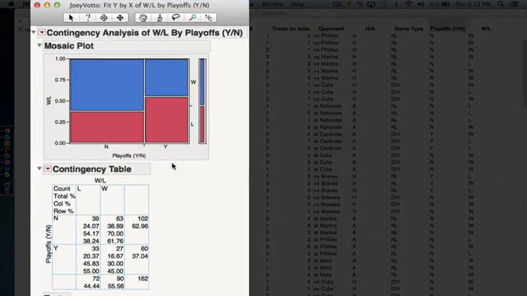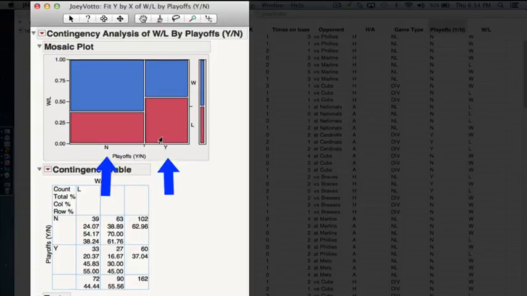This is a mosaic plot and a contingency table, which gives us a lot of information about the relationship between these two variables. First, let's just look at this top part. The mosaic plot shows us a graphical representation of much information. To begin, the relative width of the Y and N columns, and that's the yes or no, represents the relative frequency of the two outcomes. For example, because the no column seems a bit wider than the yes column, it's safe to conclude that the Reds played more teams that did not make the playoffs.